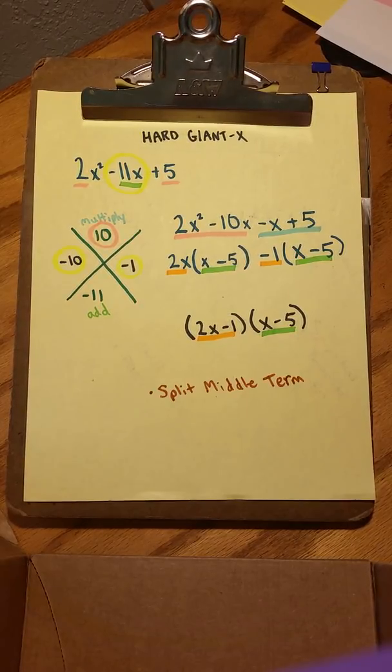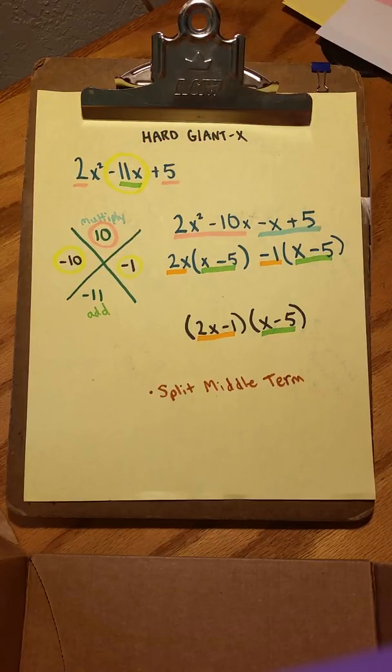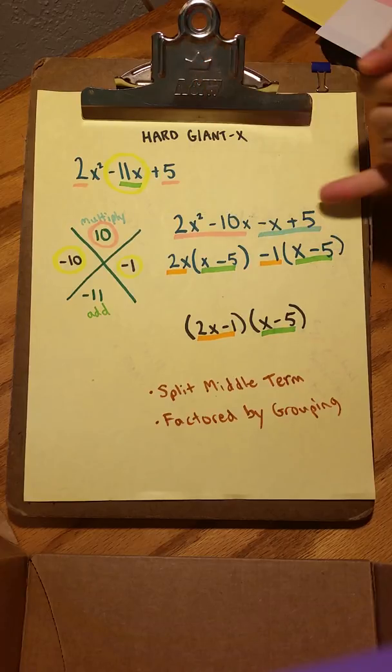Or in an even quicker summary, we split the middle term using the hard giant X, and we factored by grouping these two terms and these two terms to end up with our final answer.